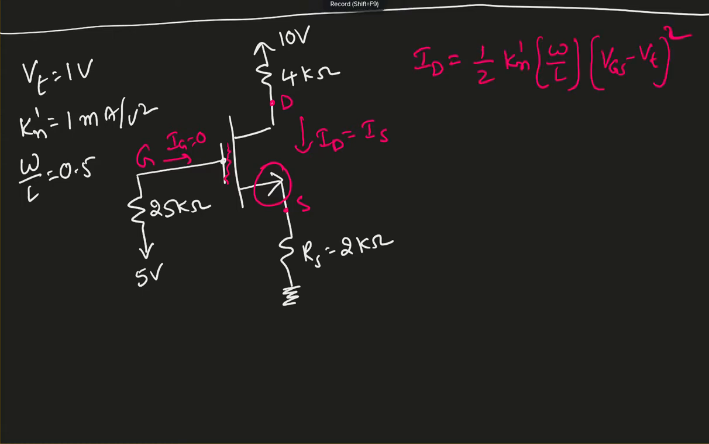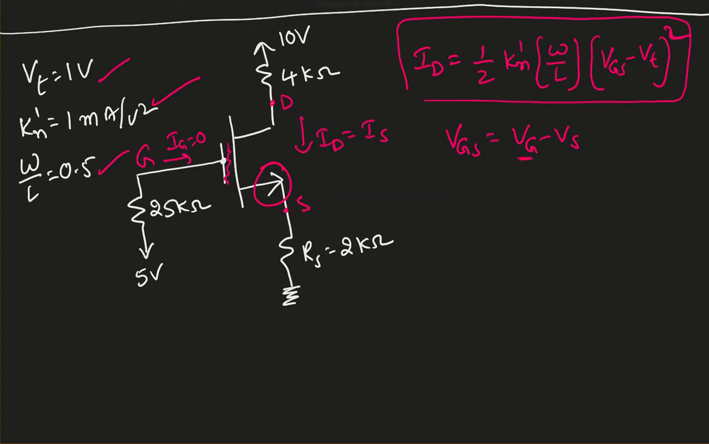So in saturation mode of operation, this is the current equation. ID equals half Kn prime times width over length times (VGS minus VT) whole square. So he gave us the Kn prime value, width over length value, VT value. I don't know VGS. So we'll find VGS. What is VGS? VG minus VS. Now I don't know VS value. We'll figure it out in a second.